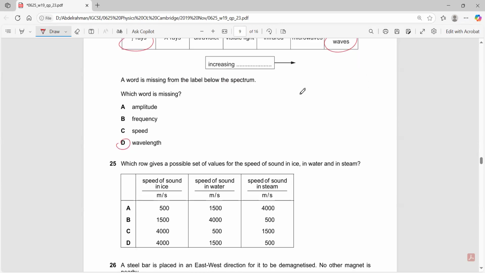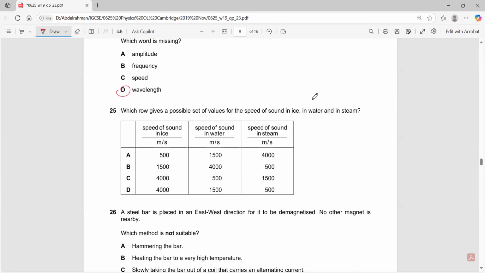Which row gives a possible set of values for the speed of sound in ice, water, and steam? In ice, it would be the highest speed, right? Why? Because this is a solid. In steam, it would be the lowest speed, 500. So we might say it's D, right?